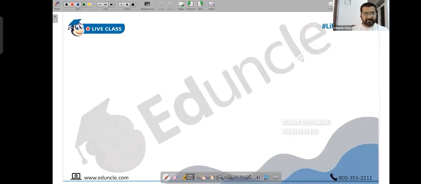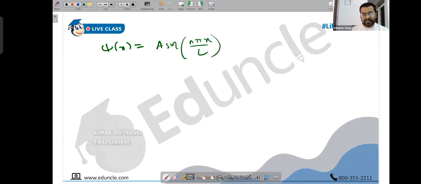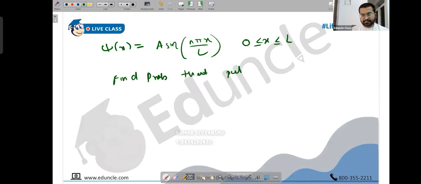Next, same question. Now that you have found the normalization constant, they won't give you the normalization constant directly. They will give you only this. Suppose they have given you that psi of x is A sin n pi x by L, and they have mentioned that x is between 0 and L, basically a 1D box. And they're asking you to find the probability that the particle exists between 0.4L and 0.6L.